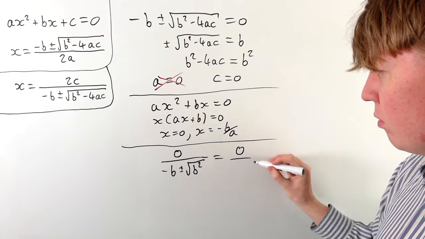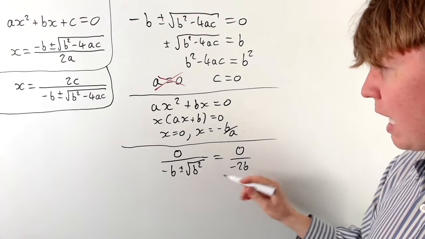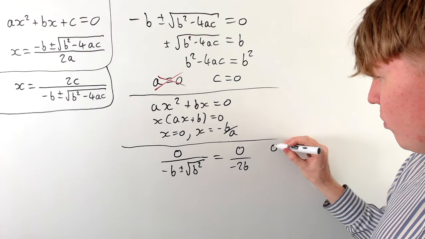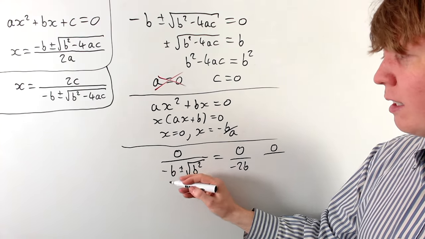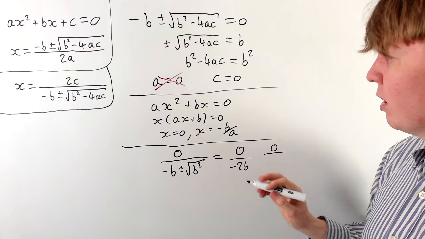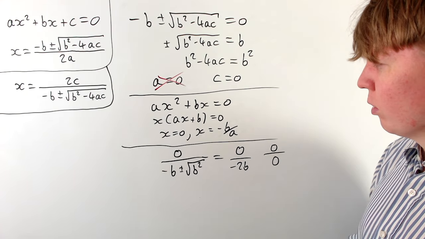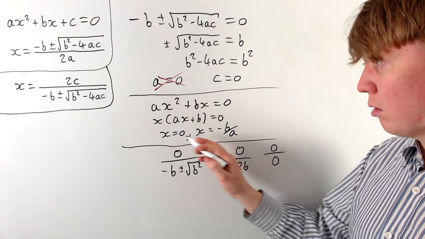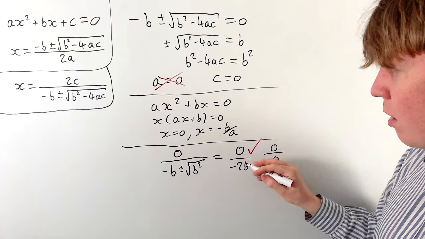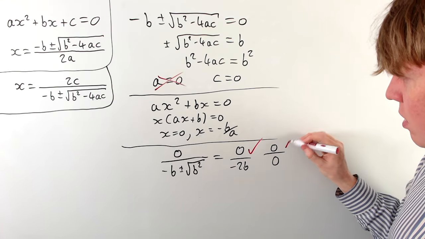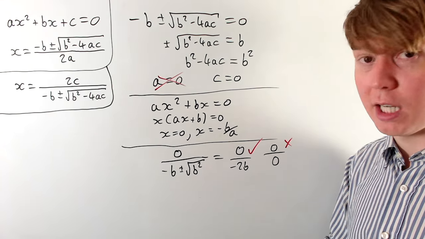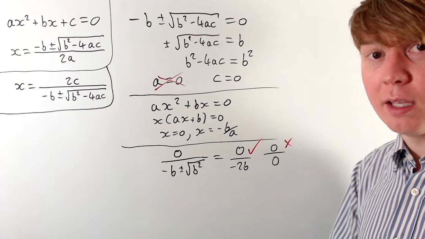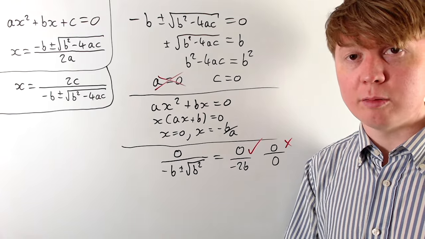We get 0 over minus 2b for the case where it's minus b, take away b. And then our other solution would be 0 over minus b minus minus b. So it would be 0 over 0. So here, as long as b isn't equal to 0, we would actually get the solution x equals 0 from 0 over minus 2b. But this one, 0 over 0, definitely isn't well defined. So here we miss out on the solution x equals minus b over a with our new quadratic formula.